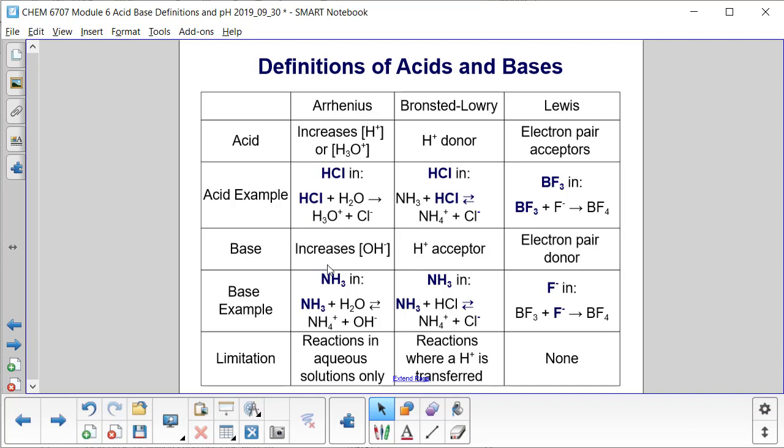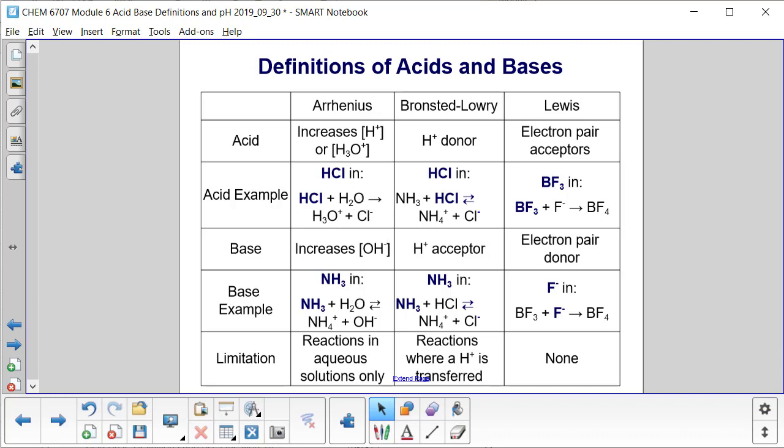Okay. An Arrhenius base is one that increases the hydroxide ion concentration. In this example, where NH3 is acting as a base, we end up with this increase in hydroxide as a product. The limitation of the Arrhenius acid-base definition is that the reactions are occurring in aqueous solutions only. So this has to take place in water. You see how we have water as a reactant.